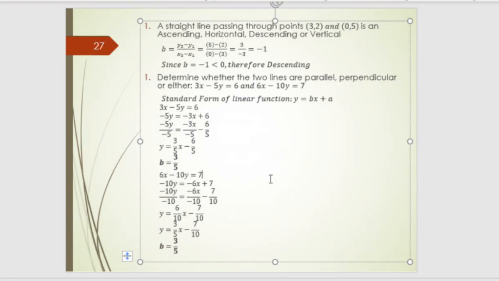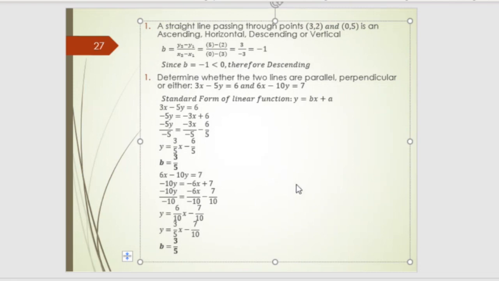All right, so now let's talk. Determine whether the two lines are parallel, perpendicular, or neither. So what can we say now with what we did? Determine whether the two lines are parallel, perpendicular, or neither. So what would be the answer?